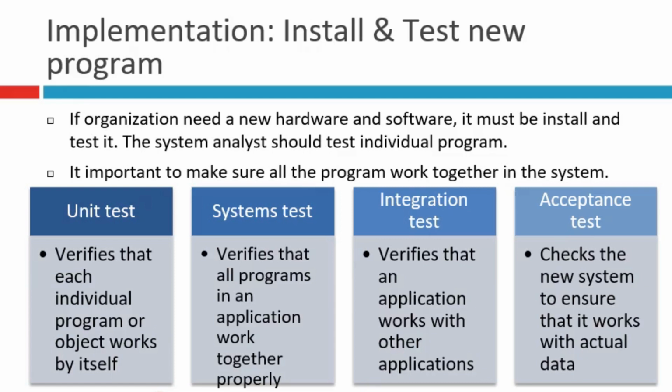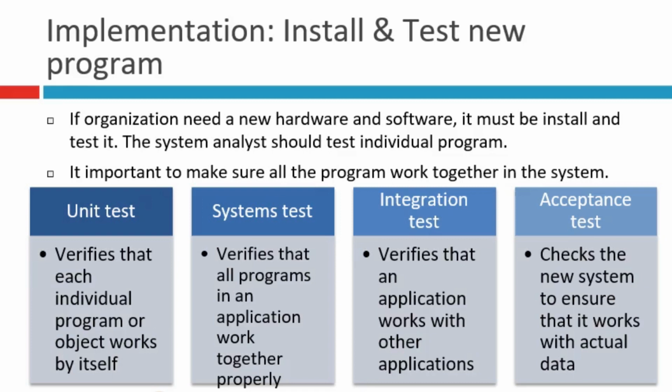Therefore, there are 4 types of tests in this step. The first test is unit test, and then we have system test, integration test, and acceptance test. What are the differences between all these 4 tests? Unit test is the test to verify that each individual program or object works by itself.